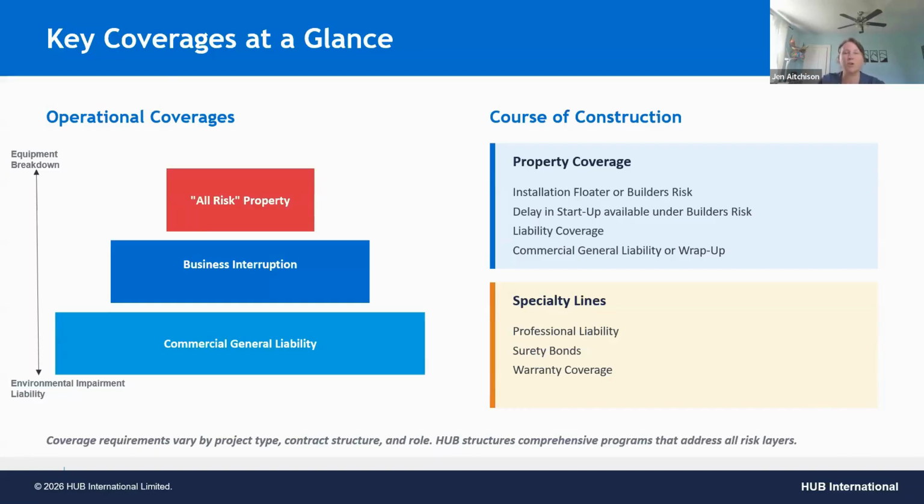These are the three core coverages on the operational side. And then in the course of construction, it's very similar in that you have property, which is usually installation floater or builder's risk. We have delay in startup, which is only available under builder's risk, and that is for loss of revenue, so similar to business interruption. Liability coverage, as you'd expect, which is generally a commercial general liability or wrap-up policy. And there are some additional specialty lines. We will touch on some of those today. Professional liability, also known as errors and omissions, surety bonds, and warranty or performance guarantee coverage.